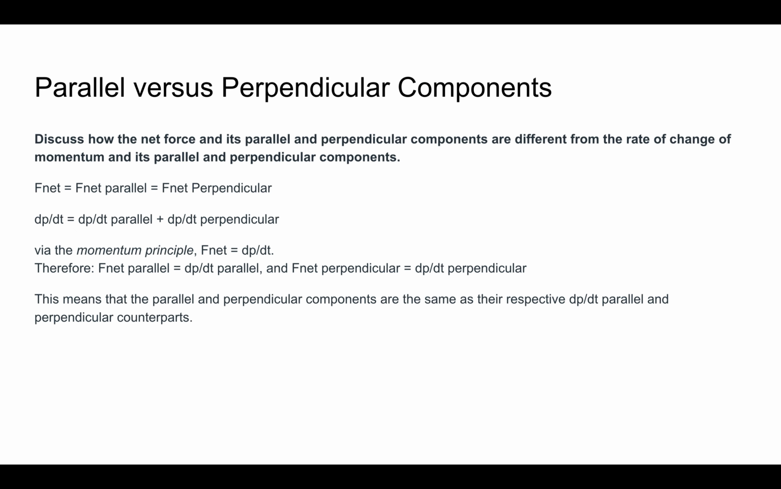And so the parallel versus perpendicular components discuss how the net force and its parallel and perpendicular components are different from the rate of change of momentum in its parallel and perpendicular components. Numerically, they are the same via the momentum principle, where Fnet equals dp over dt. Therefore, Fnet parallel equals dp/dt parallel, and Fnet perpendicular equals dp/dt perpendicular. This means that the parallel and perpendicular components are the same as their respective dp/dt parallel and perpendicular counterparts.